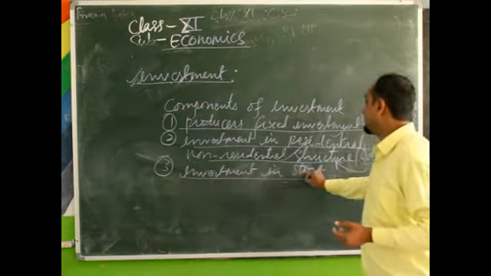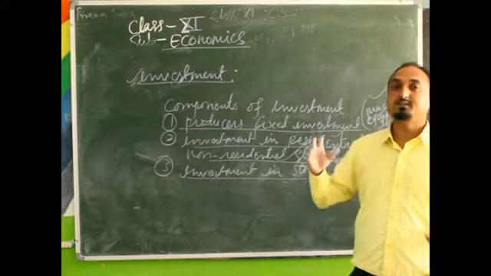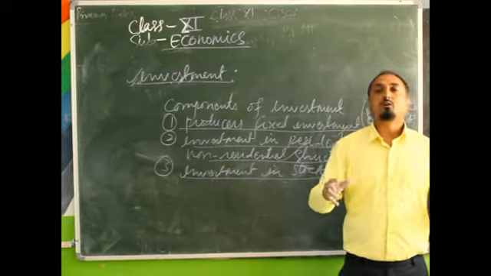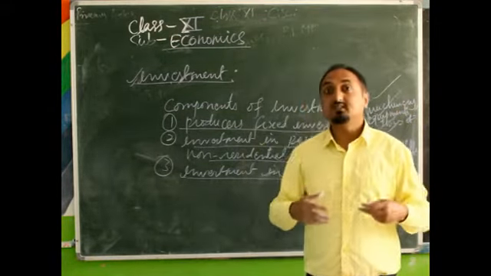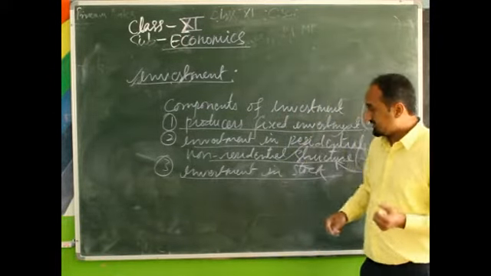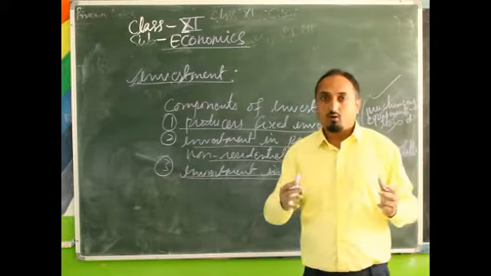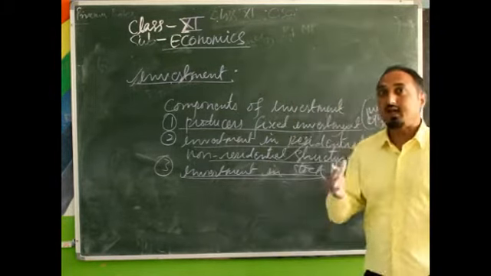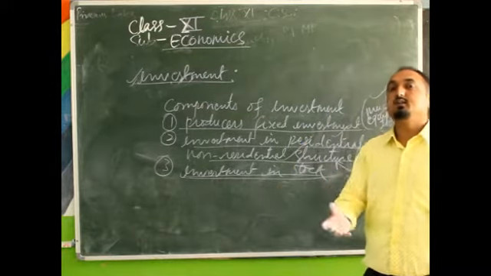Similarly, investment in stock, especially by firms. What they do is purchase a bulk amount of raw materials and whatever necessary things they need to produce different goods and services. So they will invest some amount of money on the purchase of raw materials and different items, and they will store it for future use. Whenever they require, they can use that.